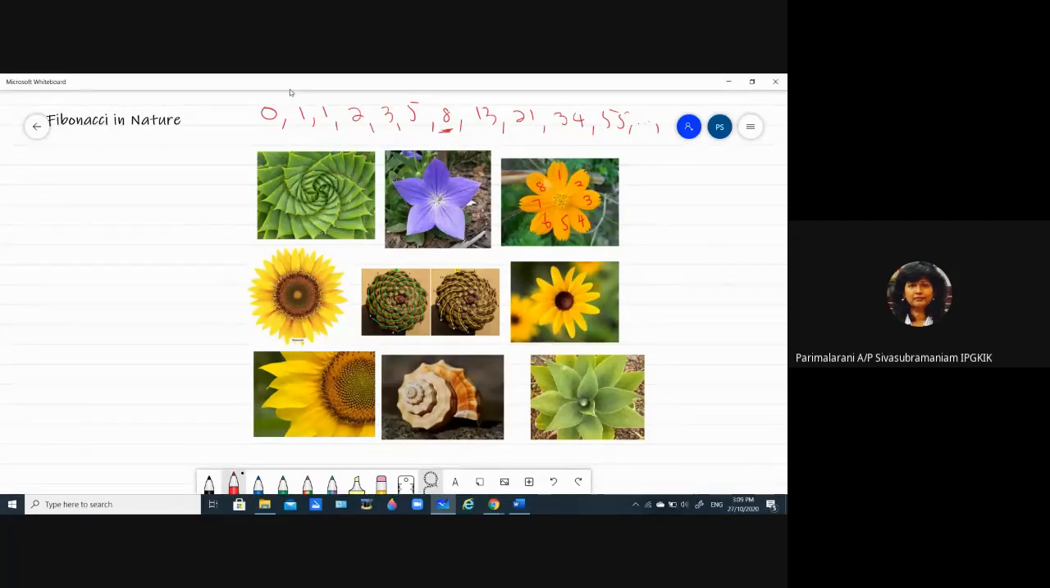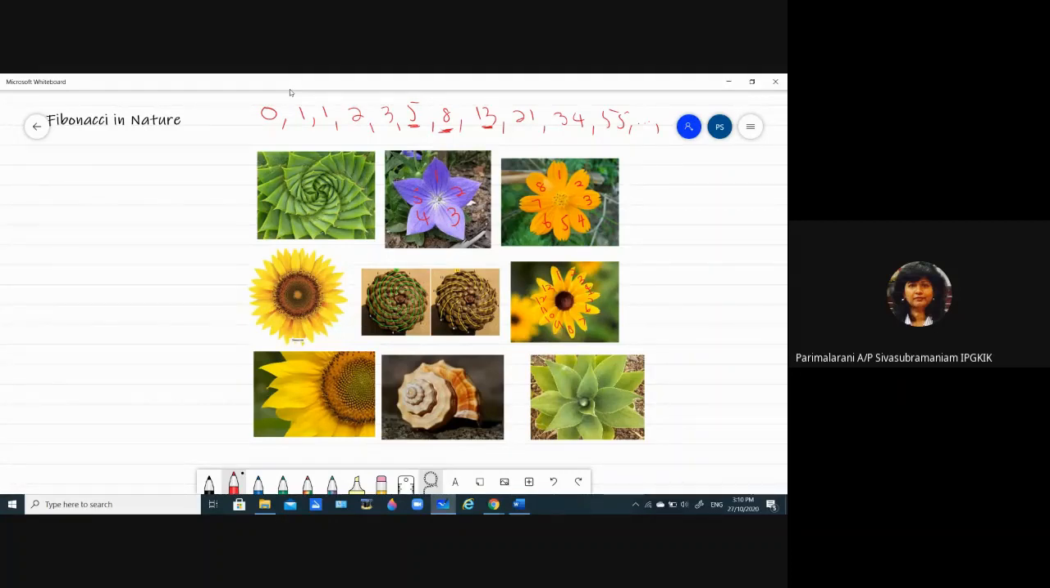This purple or blue flower here, how many petals? 1, 2, 3, 4, 5, and 5 is a number in the Fibonacci sequence. How about this flower? How many petals are there? 1, 2, 3, 4, 5, 6, 7, 8, 9, 10, 11, 12, 13. There are 13 petals in this flower. It is also a number in the Fibonacci sequence. This is very interesting, right? If you pick up many flowers, you see that the number of petals corresponds to elements in the Fibonacci sequence.